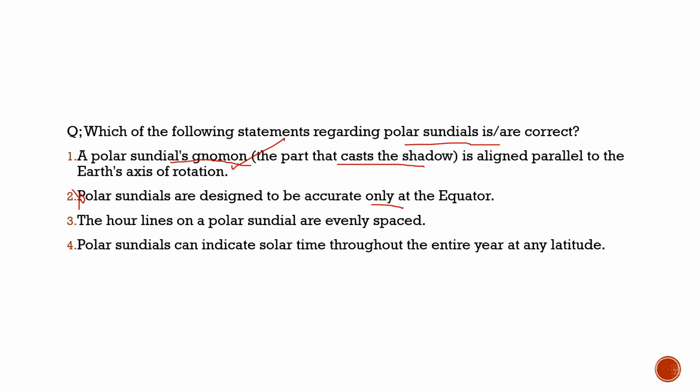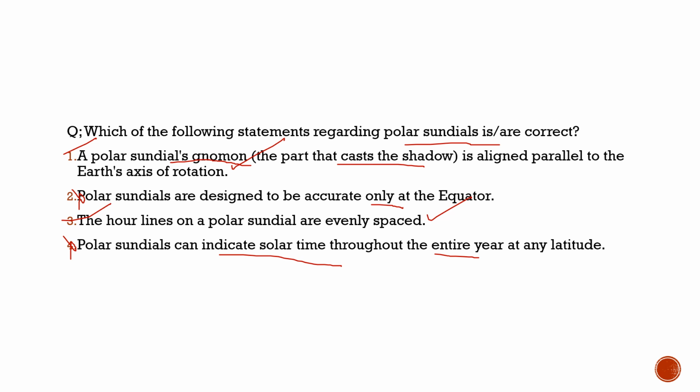Third statement: the hour lines on a polar sundial are evenly placed. 100% correct. Nothing wrong with this statement too. Fourth statement: polar sundials can indicate solar time throughout the entire year at any latitude. No, not throughout the year, because at the poles especially, there are times when the sun won't set and there are times when the sun won't rise. So there are some limitations to this. So the statement 4 is also incorrect. With respect to this question, the correct statements are statement 1 and statement 3 only.